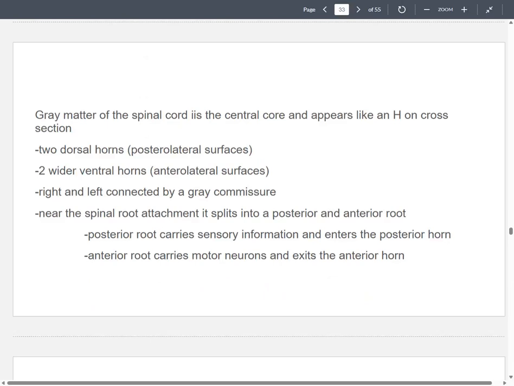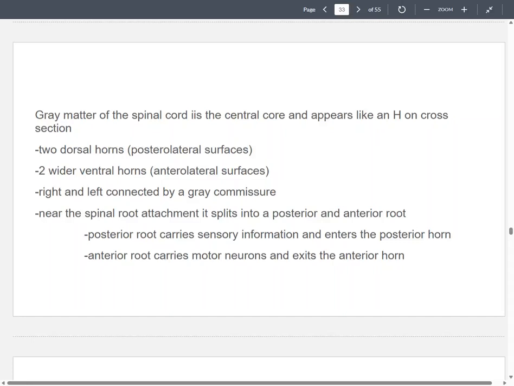That H is going to be composed of 2 dorsal horns on the posterolateral surfaces and 2 wider ventral horns on the anterolateral surfaces. They're going to be connected right to left by something called a gray commissure. And near where the spinal root attaches, it's going to split into a posterior and anterior root.